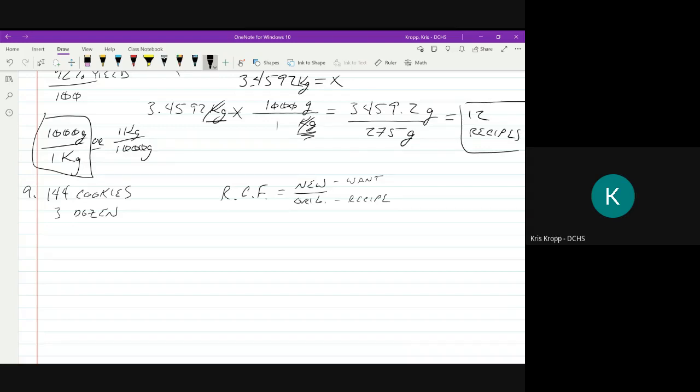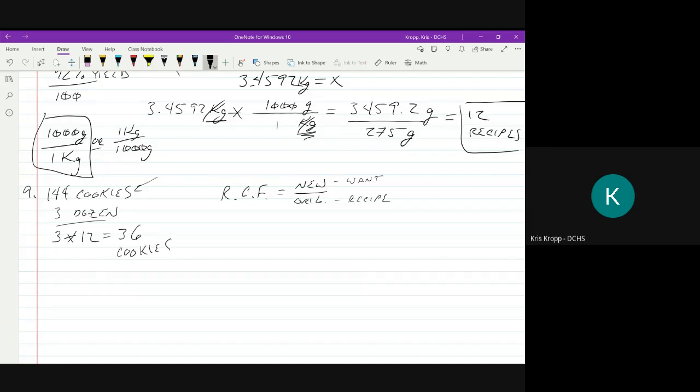Okay, so what we want is 3 dozen, and what the original recipe called for said it was going to make 144 cookies. Now we got to be careful because 144 cookies and 3 dozen are not the same unit. Okay? This word dozen, of course, means what number? Type into the chat box. What does the word dozen mean? Yeah, 12. That's right. So 3 dozen is really 3 times 12, which is 36.